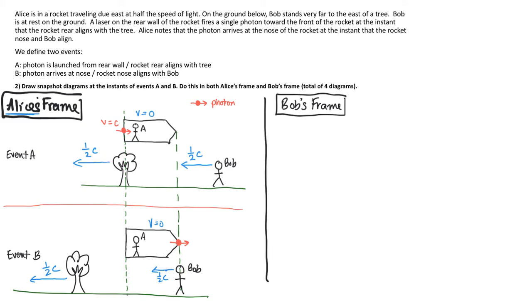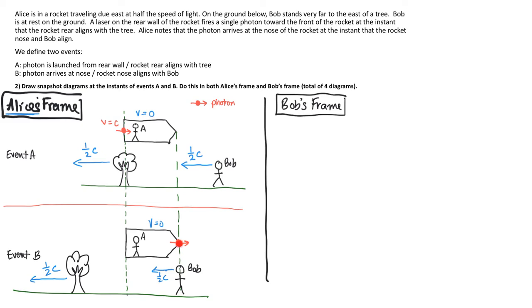So if we look at this diagram, we have a few key points. Objects that are stationary in this frame, Alice's frame, have to be in the same location across diagrams. So the rear hasn't moved and the nose of the rocket hasn't moved. Alice hasn't moved. The tree and Bob have moved, so they shift to the left, but they shift to the left by the same amount. And the photon has moved to the right, from the rear of the rocket to the nose of the rocket.